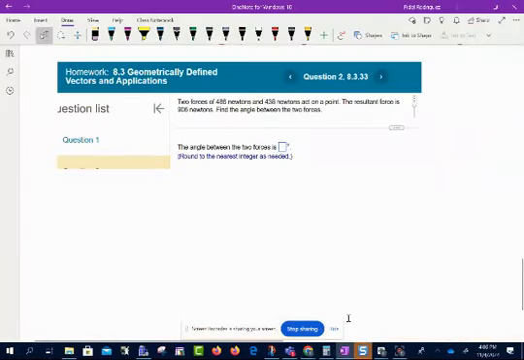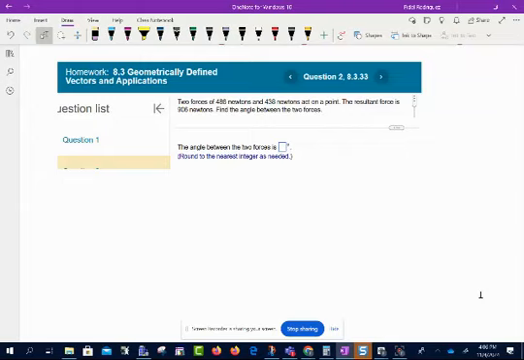All right, so y'all, this is another question that one of our classmates asked, and this is actually question number 2 out of 8.3. It says, can two forces of 486 newtons and 438 newtons act on a point? The resultant force is 906 newtons. Find the angle between the two forces.